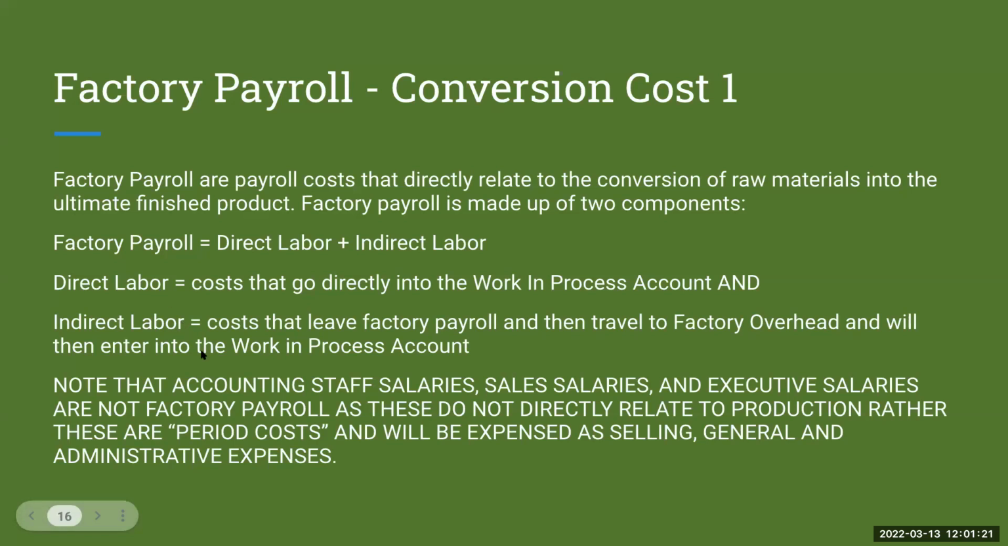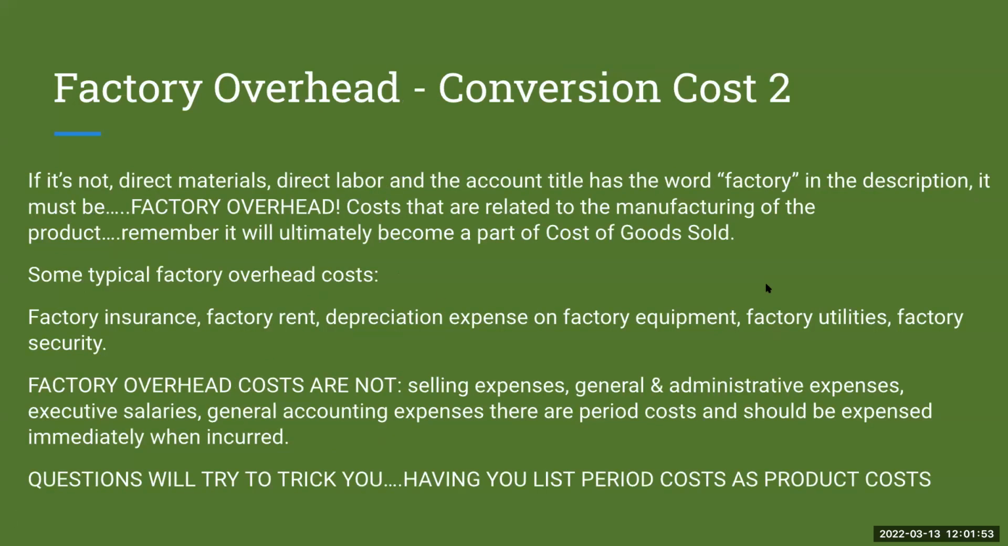Now, what's very important to remember is that you'll see things like accounting staff salaries, sales salaries, executive salaries. Those are not factory payroll. They do not directly relate to production. Rather, these are what we call period costs. They are selling, general, and administrative expenses. They are not part of production. You will get questions that will try to trick you into putting those costs into production, but we do not want to do that. Let's take a look at the next one over here, factory overhead.